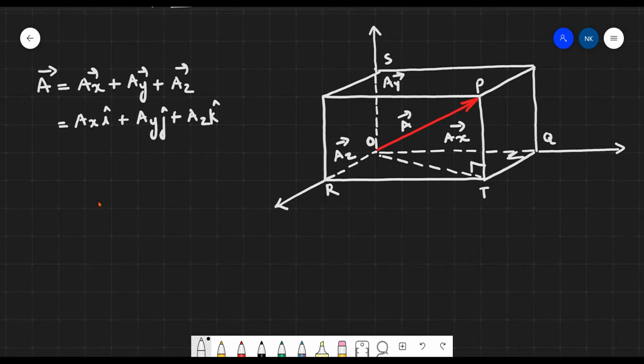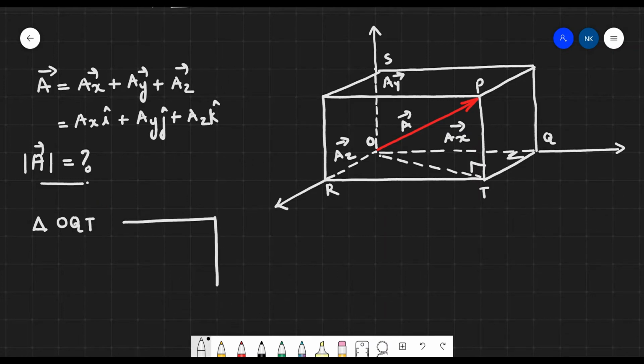If we are being provided with a vector in terms of its rectangular components, and that too a three-dimensional vector, then how do we get the magnitude of the resultant vector? What could be the magnitude of A? That's the question. So for that, I would like to consider triangle OQT first of all.